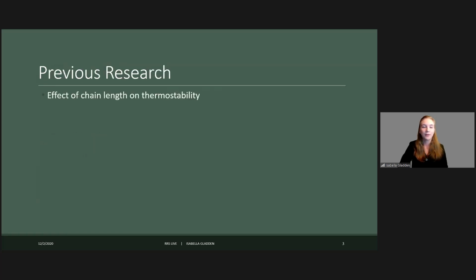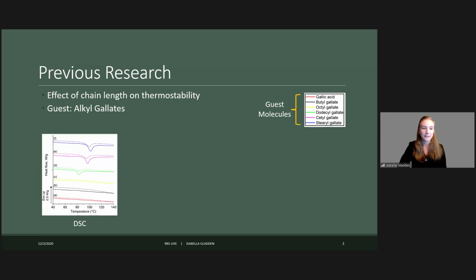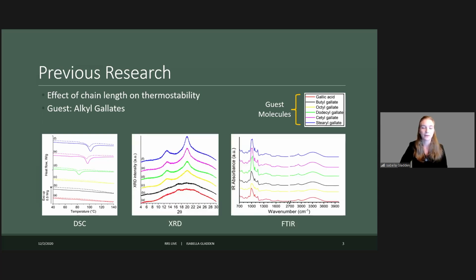Previously in our lab, we looked at the effect that chain length of the guest molecule had on thermostability. In order to do this, we used alkyl gallates, which are the following, and obtained the following results. We found a differential scanning calorimetry graph, an X-ray diffraction graph, as well as Fourier transform infrared spectroscopy.